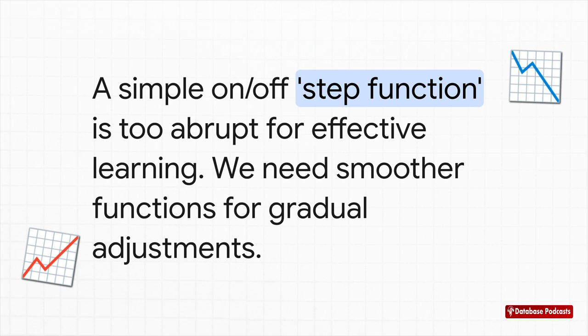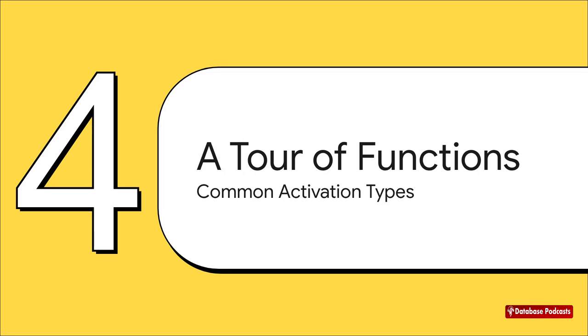Now, you might be thinking, why not just use a simple on-off switch, a step function? But it turns out that's just too abrupt. If a tiny little change in a weight causes a massive flip from off to on, the network can't learn effectively. It needs smoother, more nuanced functions that allow for gradual learning and adjustment. That makes a lot of sense. So what do these smoother, more sophisticated decision-making functions actually look like in practice?